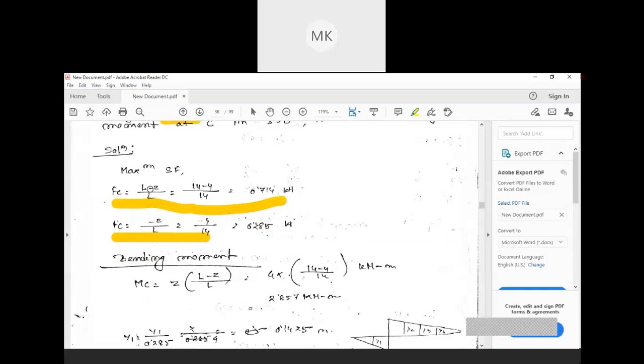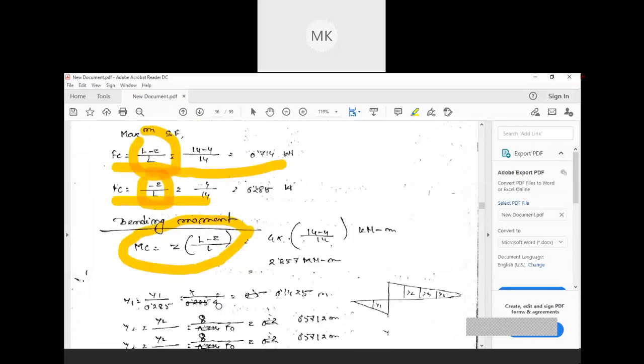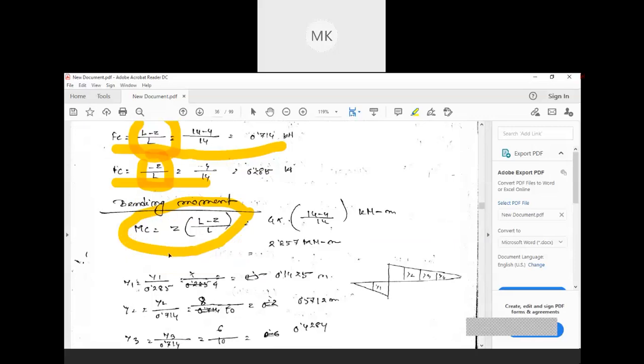Remember this formula, these formulas are the common, standard formulas we need to use. Similarly, again we need to find out MC at that point C by putting in all these values, L, Z, everything we know. We just need to put these in. So what is the difference between the earlier one and this one?